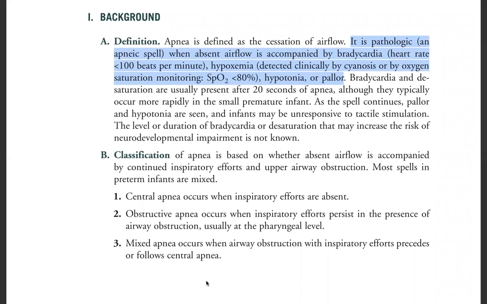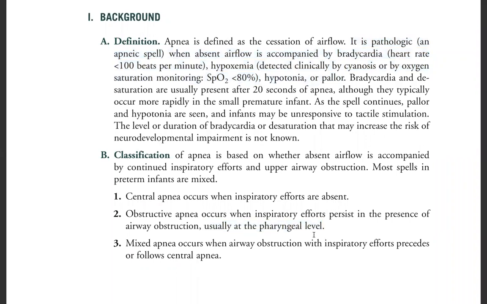So how do you classify apnea? By whether there are efforts or not, and whether upper airway obstruction is there or not. During apnea, you should always see whether the baby has any efforts. If there are efforts and the baby is breathing, it is obstructive apnea. If the baby has no effort, then it is central apnea. Usually obstruction will be at the pharyngeal level. Pharyngeal weakness because of prematurity, or secretions, will cause obstruction.